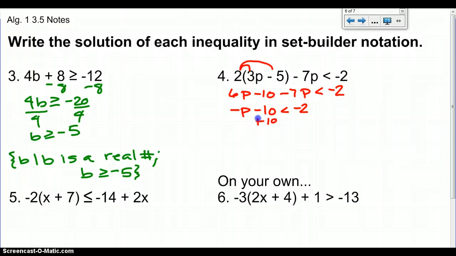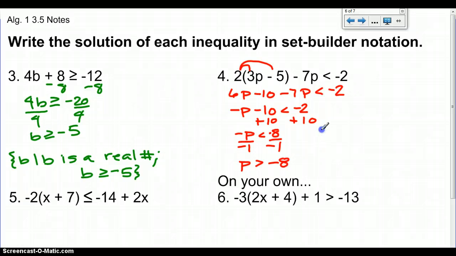Add 10 to both sides. So we get negative p is less than 8. And we can't have a negative p, so we have to divide by negative 1. And remember, when we divide by negative 1, we have to switch the sign. So now we have p is greater than negative 8.